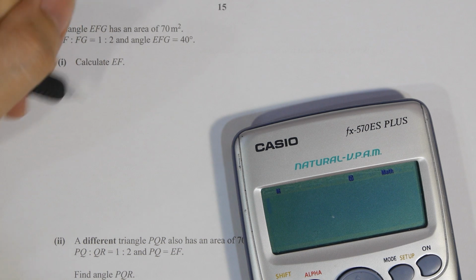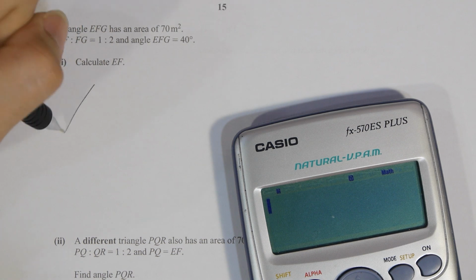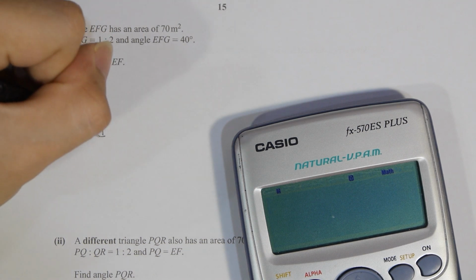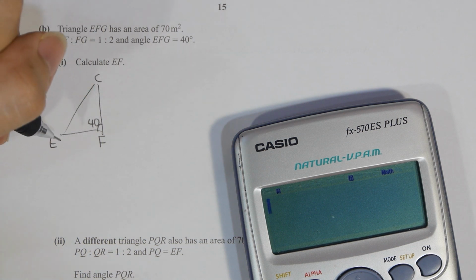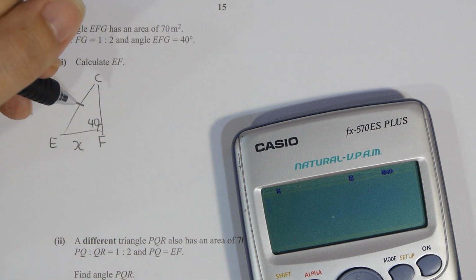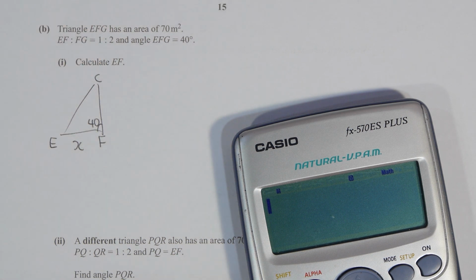For part B, calculate EF. Okay, so using the ratio is really important here. So I assume that my EF is x, so my FG will be 2x. So half times x times 2x times sine 40, your result will be 70. After the calculation, you will get your EF's distance as 10.4.